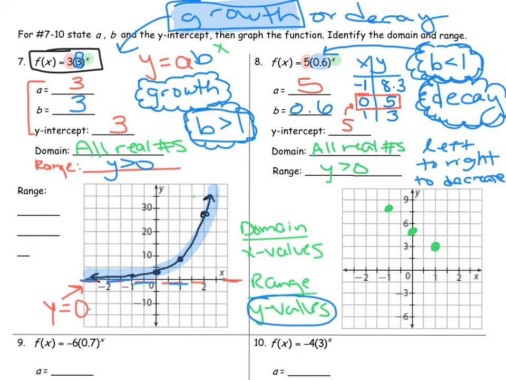I plotted (-1, 8.3), that's repeating. I put (0, 5), and then (1, 3). Okay, so there are going to be some situations where we have to graph decimal points just so we can get a clear picture. But when in doubt, if you can, try to go with those nice integer whole numbers. And if it doesn't work out, please make sure you graph other points.